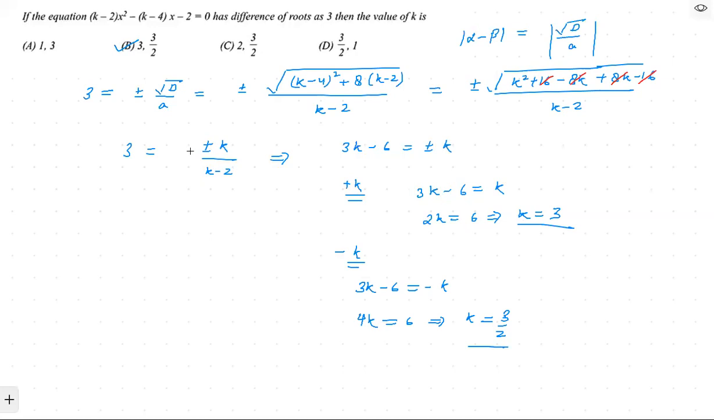Okay. So in today's class, we covered the relations between the coefficients and the roots, right? And we also solved problems based on that.